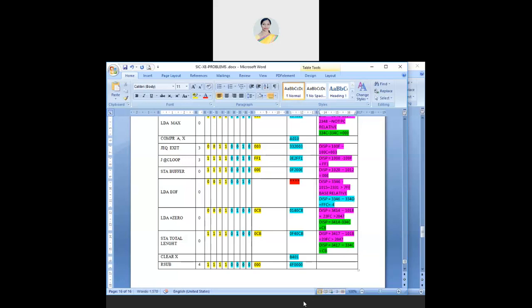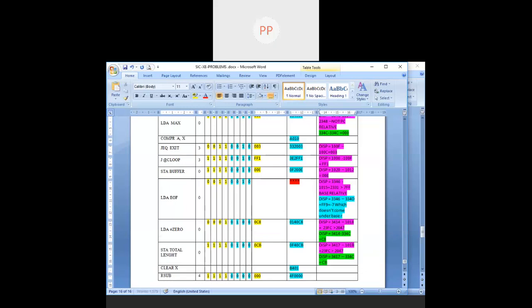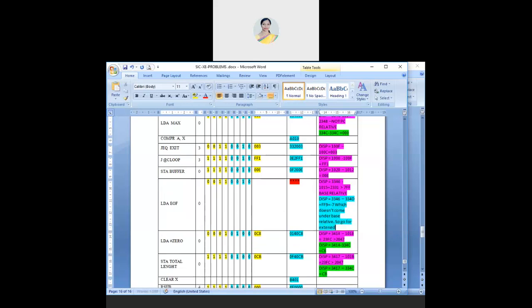What did you get the value? FF9, right? So this is my FF9, which is minus 7, right? Minus 7, which doesn't come under base relative. Are you getting me? So go for which type? Extended format. Okay. Extended. Okay. Fine.